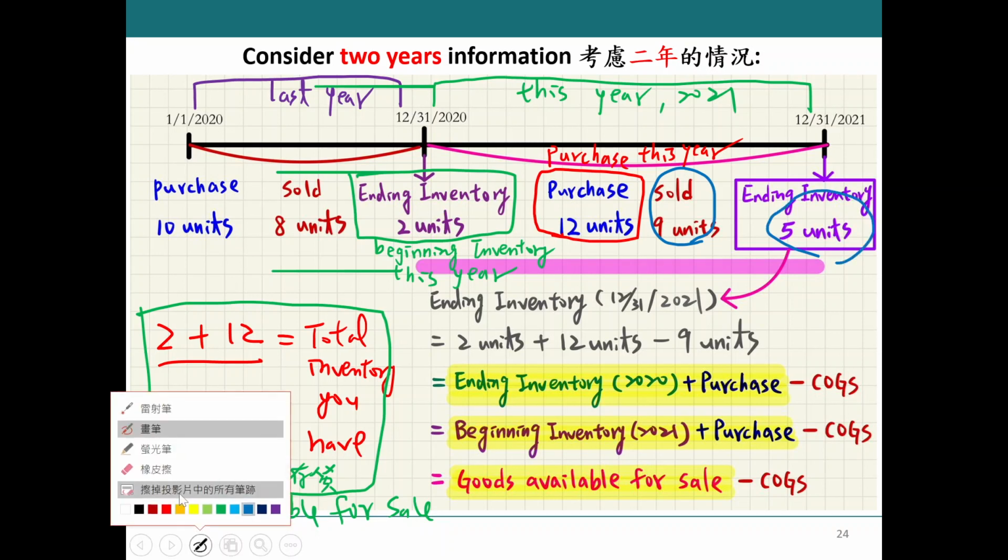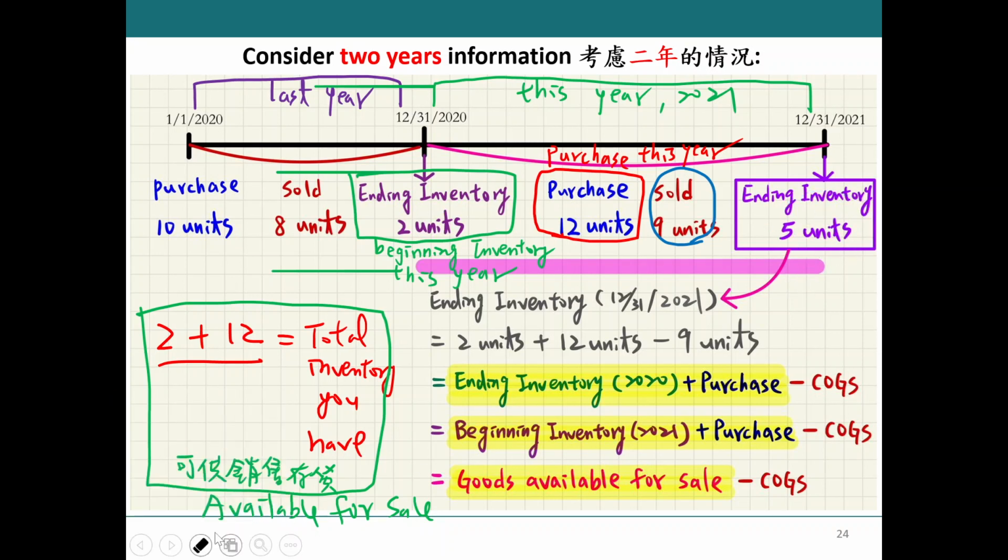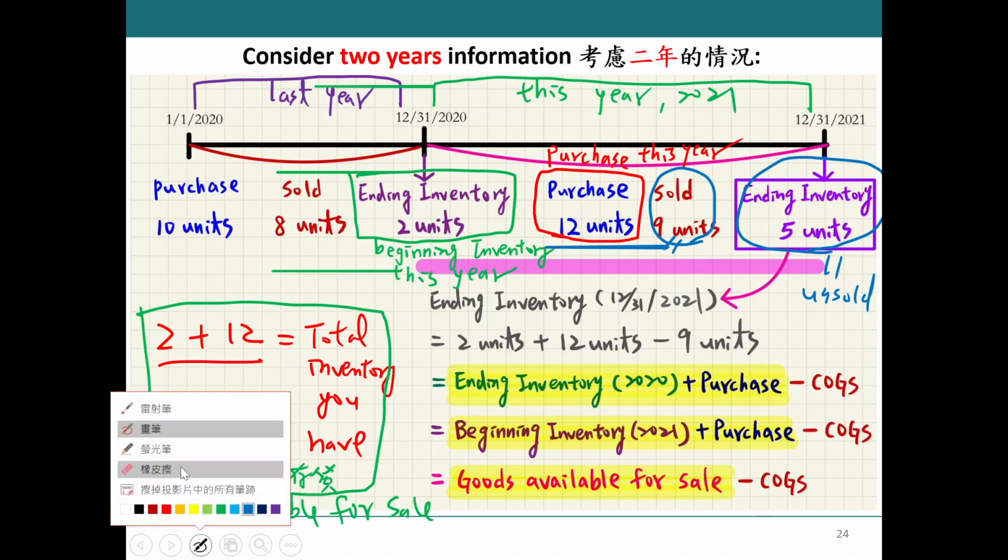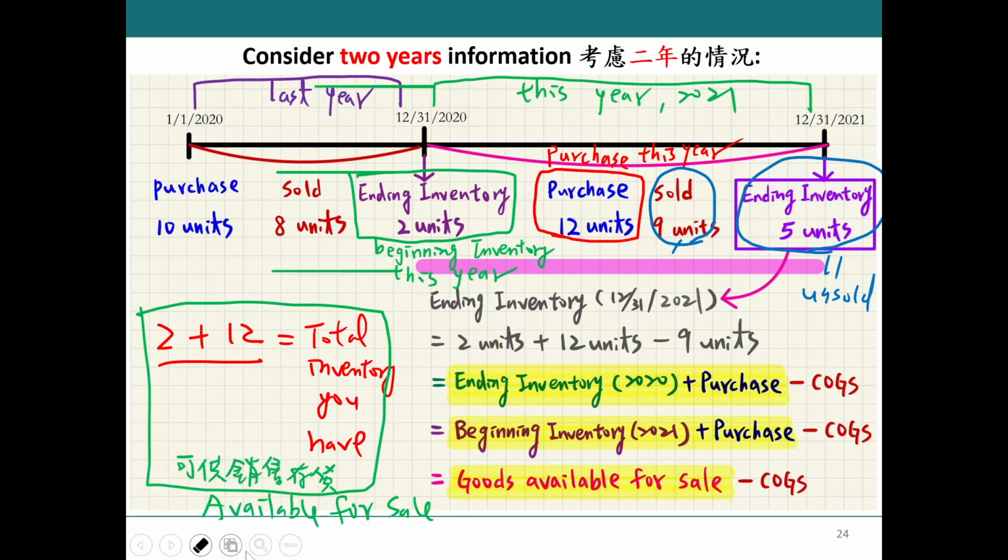For the 5 unsold still in your company on the last day, what do we call it? Ending inventory. For the 9 units you sold to customers, they're not yours anymore. So remember, that's our cost of goods sold. Okay? Any questions?